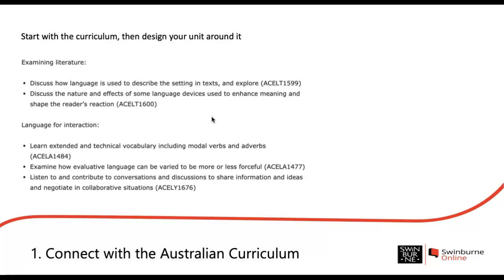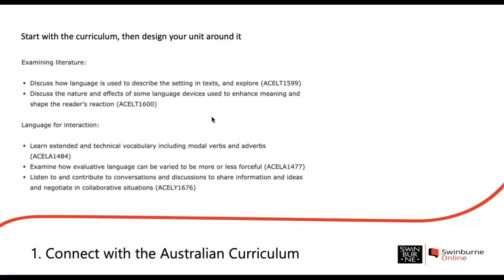Discuss how language is used to describe the settings in text and explore. Oh, I must have cut off a little bit there. So we've got settings in text. So we're going to look at the settings and analyze why authors have particular settings. And we're going to discuss the nature and effects of some language devices used to enhance meaning and shape a reader's reaction. So these are not writing outcomes. These are not us using language devices. This is us exploring why an author has used particular language devices. If you're not sure what a language device is, that's when you check on the elaboration. That's when you Google. That's when you come to us and ask.